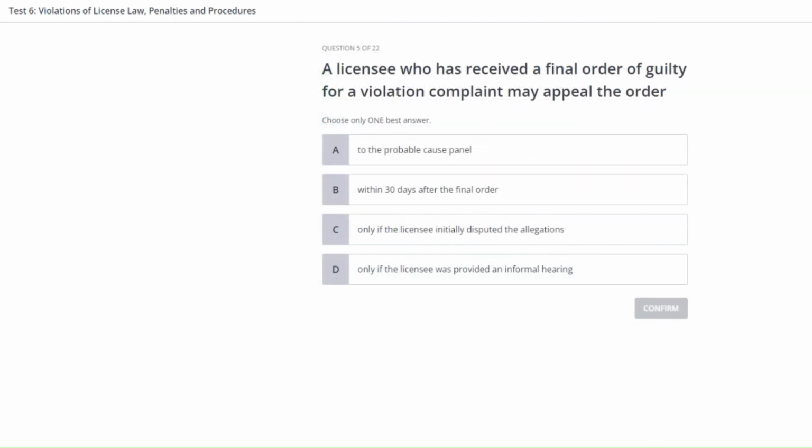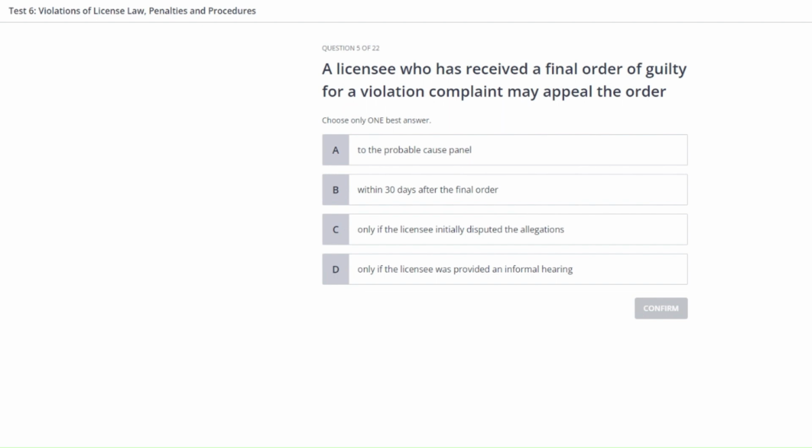A licensee who has received a final order of guilty for a violation complaint may appeal the order. Option A, to the probable cause panel. B, within 30 days after the final order. C, only if the licensee initially disputed the allegations. D, only if the licensee was provided an informal hearing.